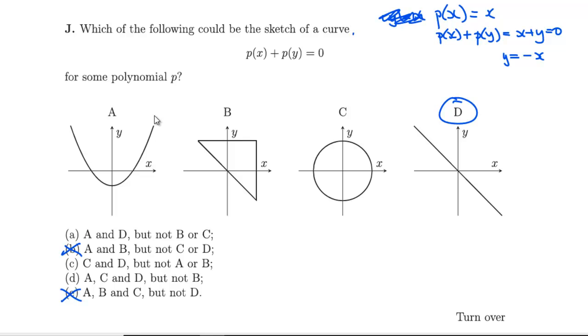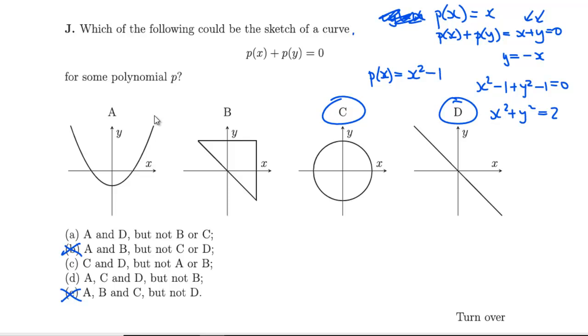Right, can we get anything else then? This is looking suspiciously circle-like. So what if p of x was x squared minus 1? Then when we add these together, we get x squared minus 1 plus y squared minus 1 is 0. So x squared plus y squared equals 2, which means we can get a circle. So it can't be A, but we've still got C and D in both of those options.